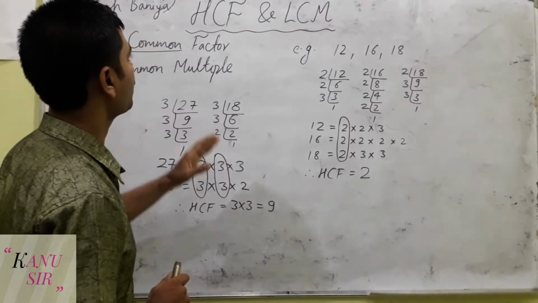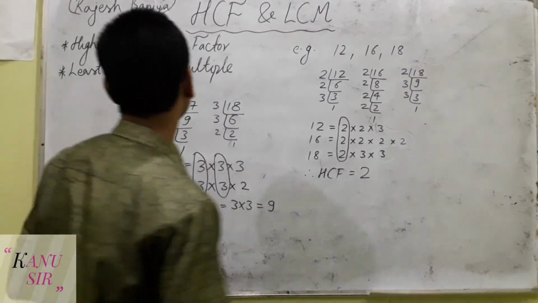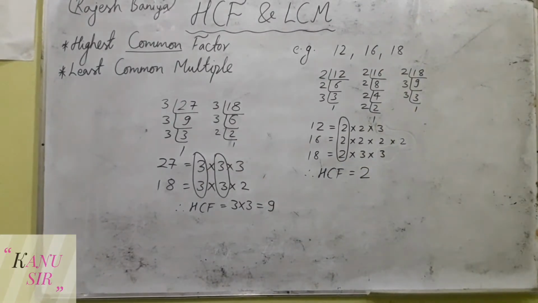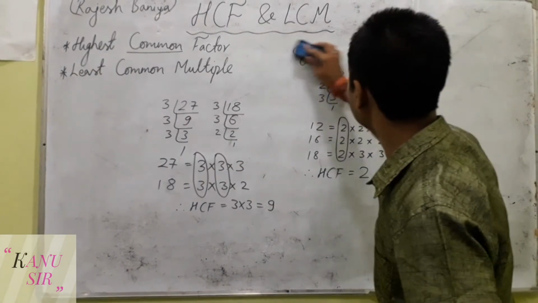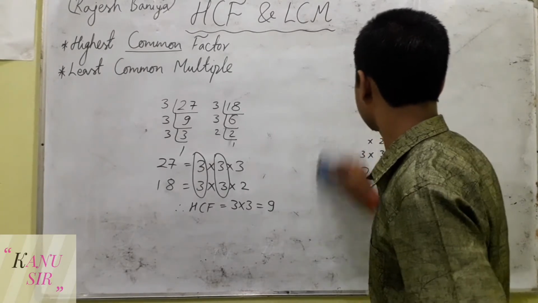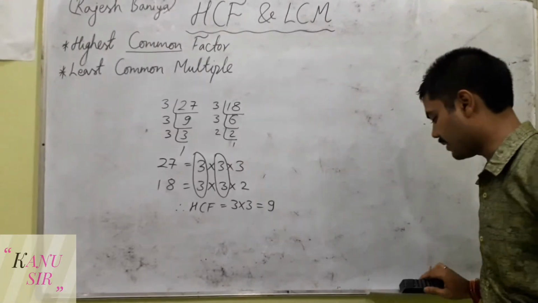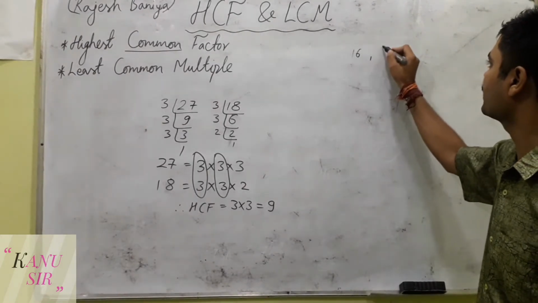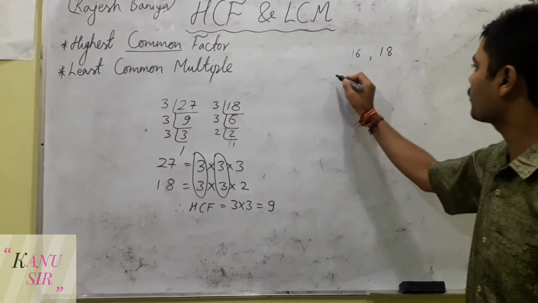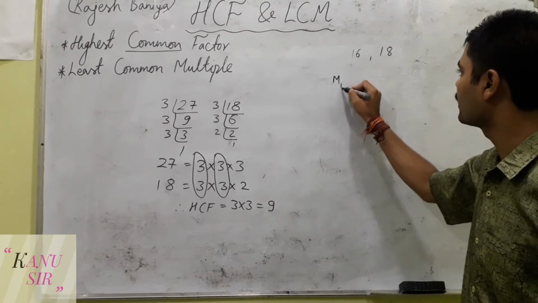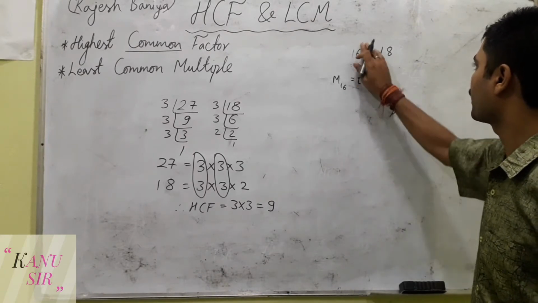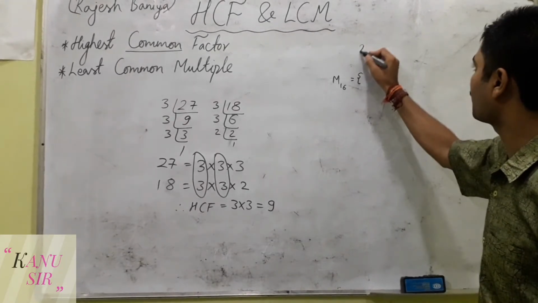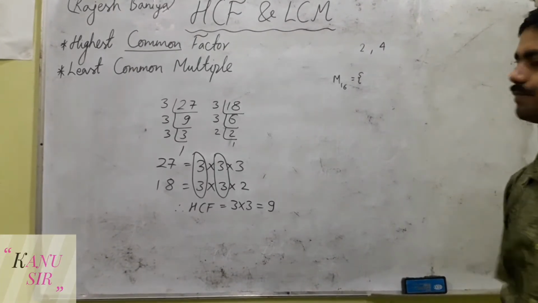Now let us go for LCM, that is least common multiple. So for least common multiple, I will not erase this example. Let us take the least common multiple of 16 and 18. We have to find first the multiples of 16, or I will make it easier for you students. Let us just write the multiples of 2 and 4.